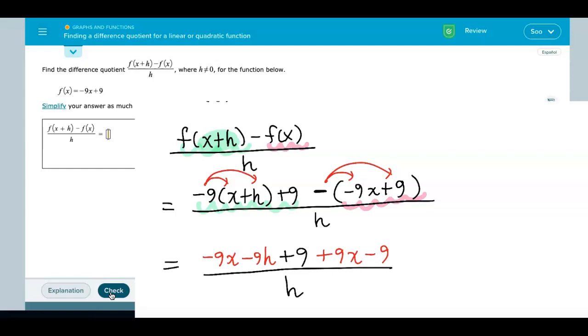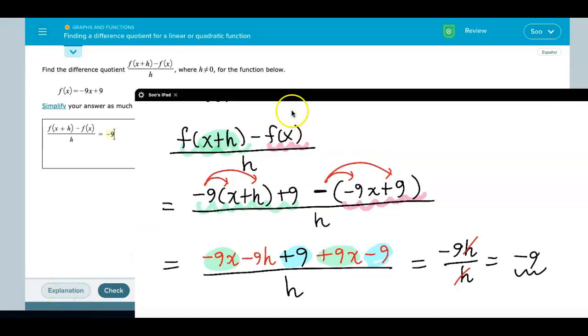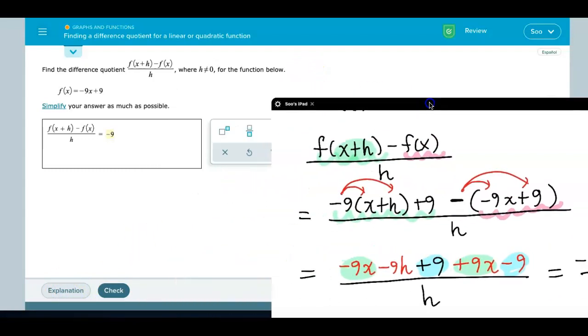Let's cancel out some terms. I see a negative 9x and there's a positive 9x. Those are gone. Next, I see a positive 9 and there's a negative 9. Those are gone. So the only thing that I have left on top is negative 9h. The denominator is h. So guess what cancels out? h cancels out, leaving the final answer of negative 9. So linear case, yeah, we got a single number answer for our simplified difference quotient.